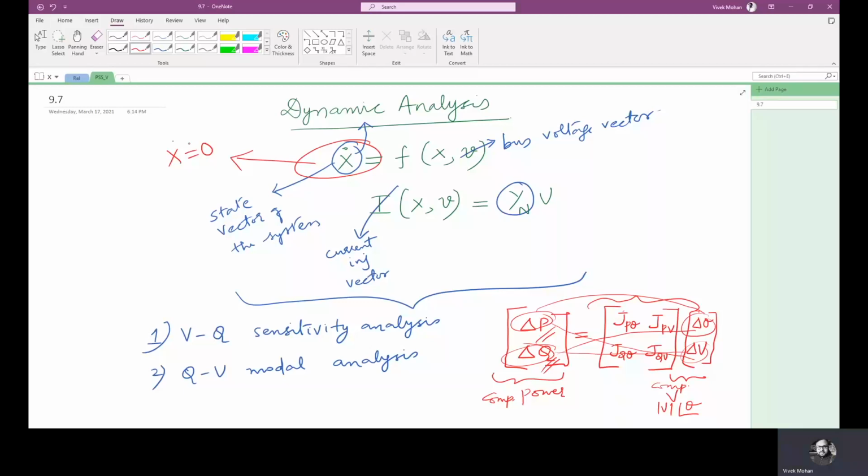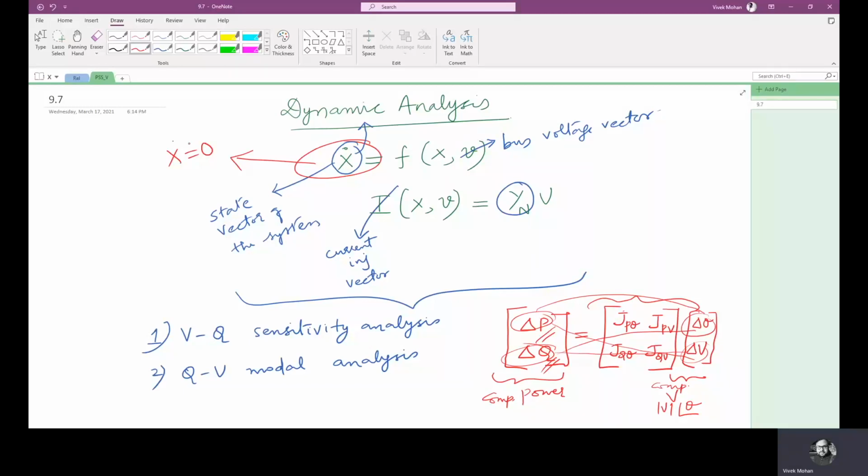What are static analysis techniques? Load flow is a static analysis technique, because if we assume a particular bus as a PQ bus, we assume that there is no P dot and Q dot, right? There is no change of active power with respect to time or change in reactive power with respect to time. Rather, we assume both active and reactive power assigned to a particular bus as constant. So this is one static analysis.